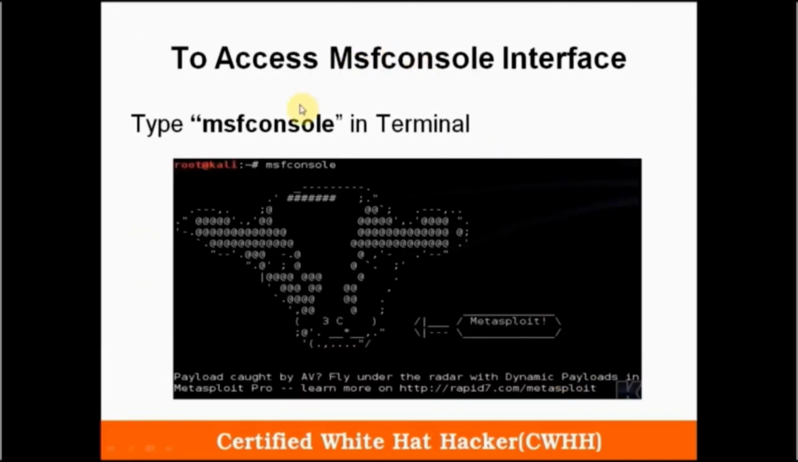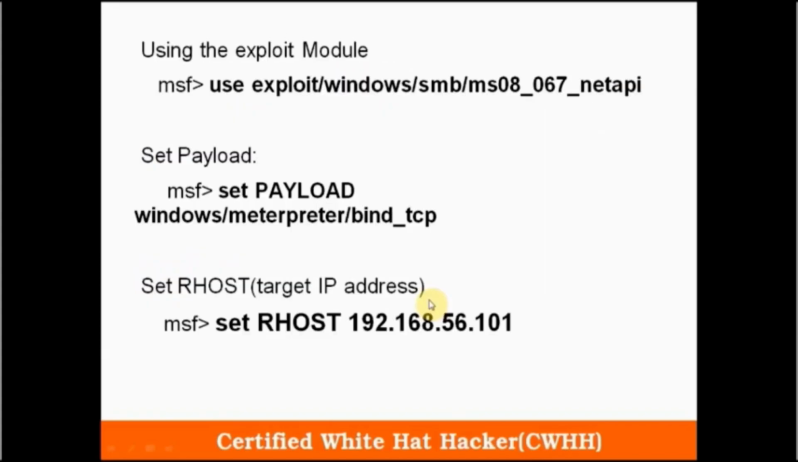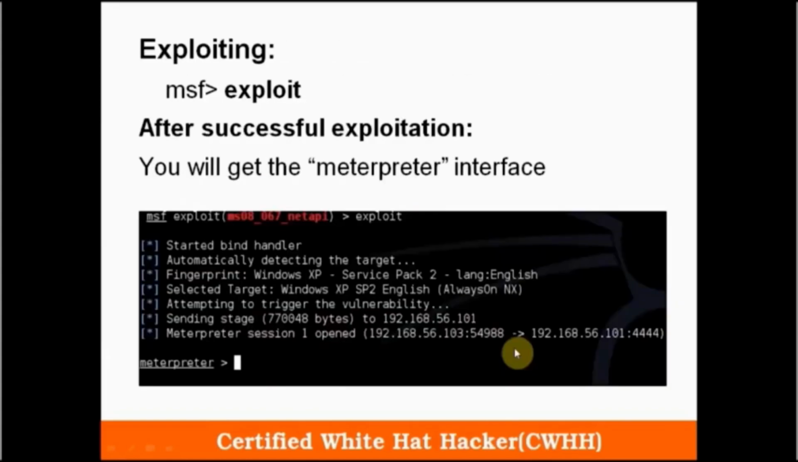So first we have to access the MSF console. I just type msfconsole in the terminal, and this is what it will look like. And you just give search ms08-067, and this gives you the exploit. So first we're going to give use and the exploit location, and then we're going to set the payload as the Windows Meterpreter bind TCP payload. And you can set the RHOST also as the IP address of the target, and then you just type exploit, and the exploit will start.